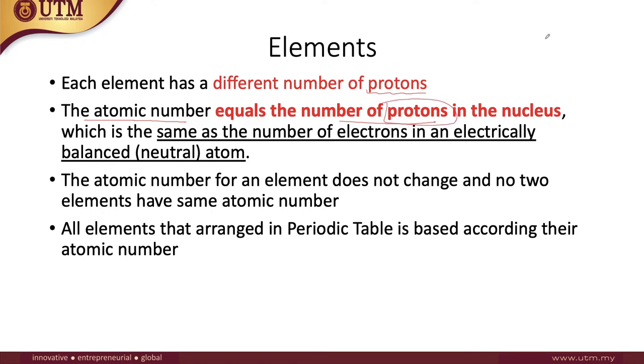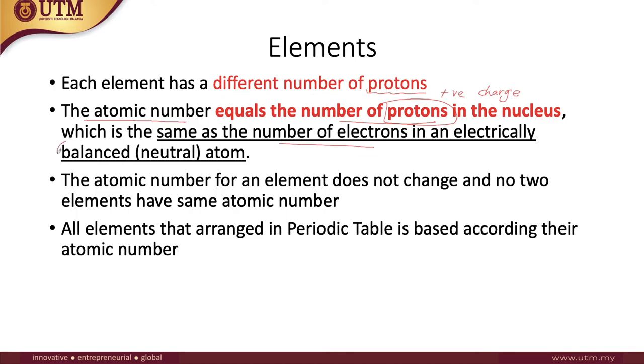So you know, inside an atom there are protons, there is a nucleus, there are also electrons, and there is an orbit, right? So what are protons? Protons are a positive charge of an atom. So the atomic number equals the number of protons in the nucleus, which is the same as the number of electrons in an electrically balanced atom.